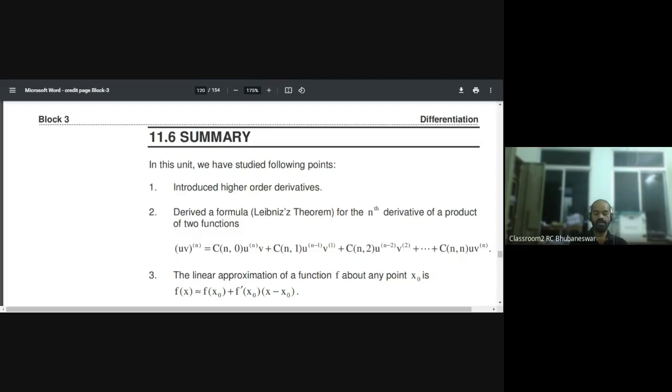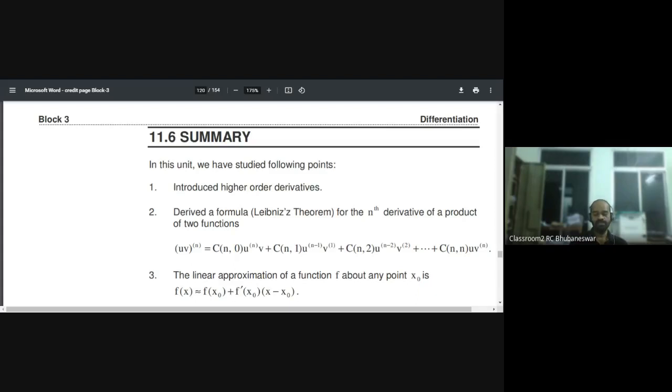So look at that: u into v, where u is a function of x and v is a function of x, suppose, and both are multiplied together, that is the product of the functions u and v, and in the power it is given n inside parenthesis or bracket. That means you have to calculate the nth order derivative of the product of two functions u and v, and the result is given in the right hand side. Look at the right hand side.